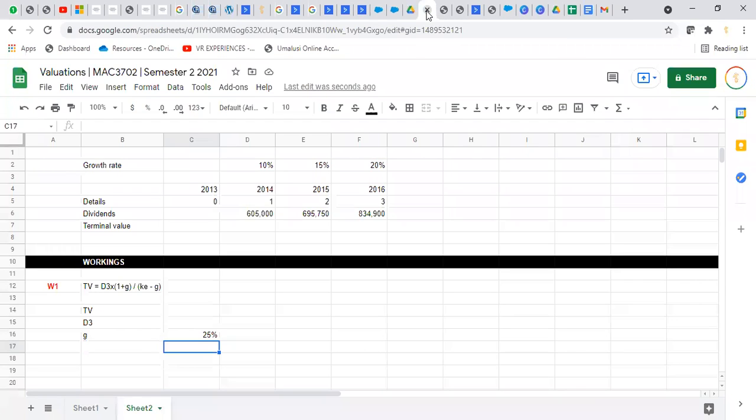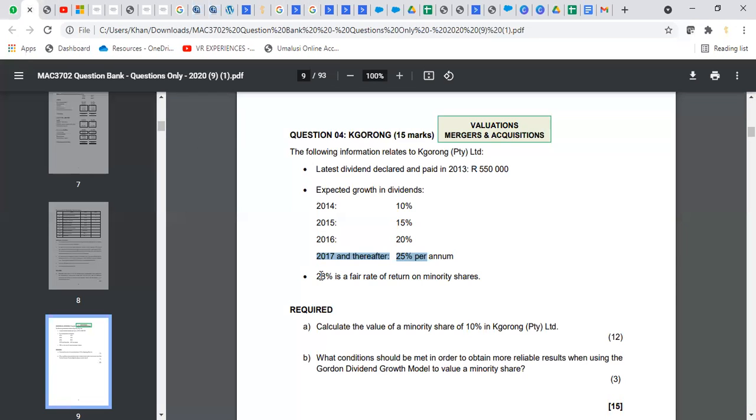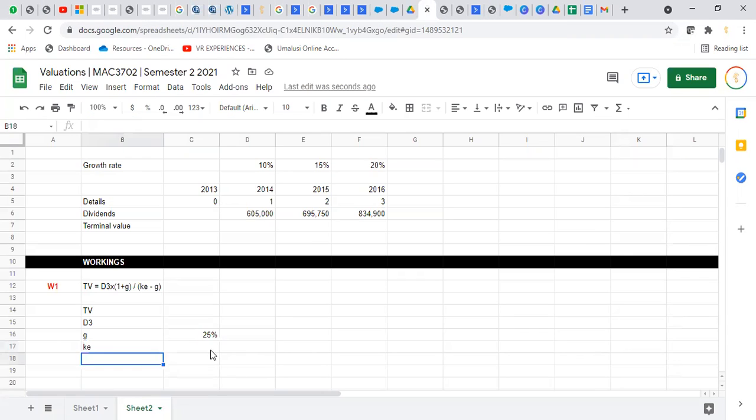Okay, so the word thereafter or foreseeable means forever and ever. Okay, so then we need KE. KE, they gave it to us. That is this amount over here. 28% is a fair rate of return. Okay, so that is the fair rate of return. That is your cost of equity, and it is 28%.